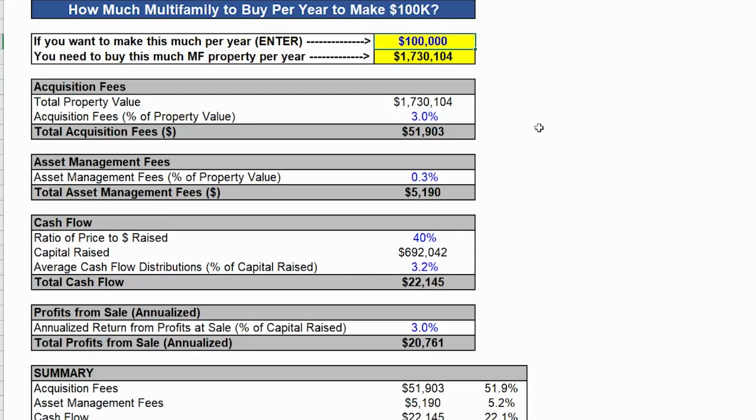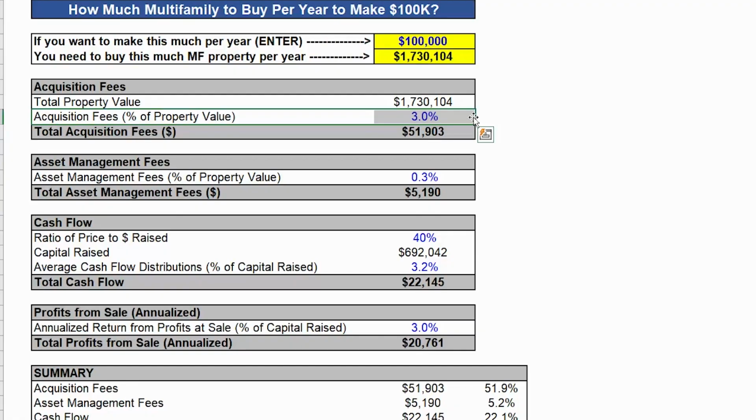All right. This first tab is how much multifamily to make $100,000, okay? And you see here all my spreadsheets. Anytime something is blue, you can edit the cell. If it's black, edit carefully. Those are formulas, okay? So you see here, for example, I want to make $100,000 this particular year. How much multifamily would I have to buy? And the short answer is $1.7 million in multifamily. That's not so much. That's not a very big building at all, right? So here's how this breaks down.